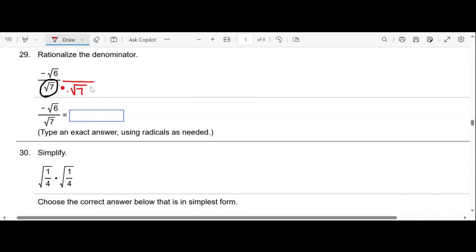Square root of 7. And if you multiply in the bottom, what's the square root of 7 times square root of 7? Very good. What's the square root of 49? 7. And in the top, 7 times 6, 42. So your final answer is negative square root of 42 over 7. Easy?